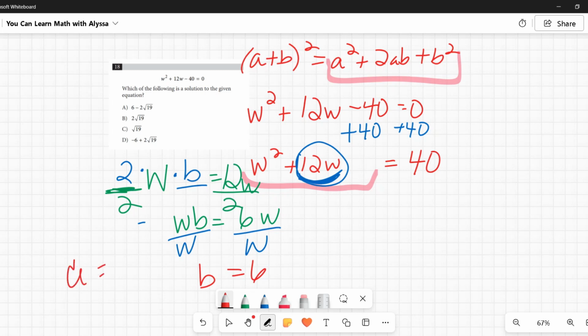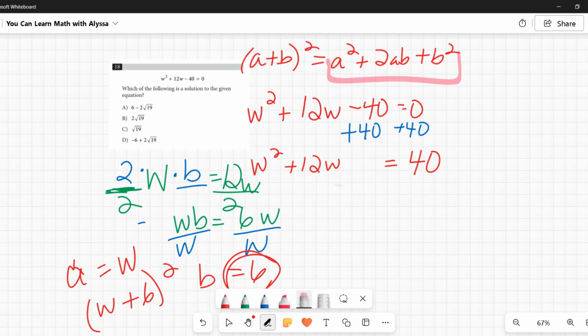So again, my A is W and my B is 6. So my perfect square would be W plus 6 squared. So what would that third term be? It's going to be B squared. 6 squared is 36. So I'm going to add 36. But I have to do it to both sides. I can't just do it on the left. I have to do it on the right also to keep it nice and pretty.